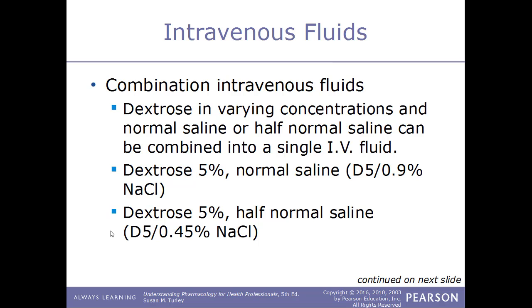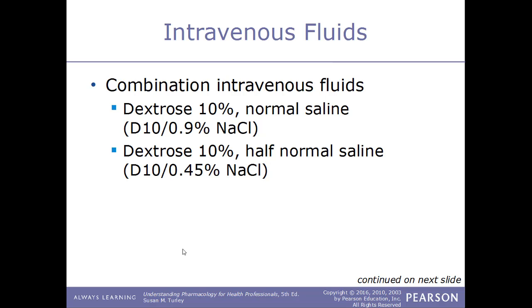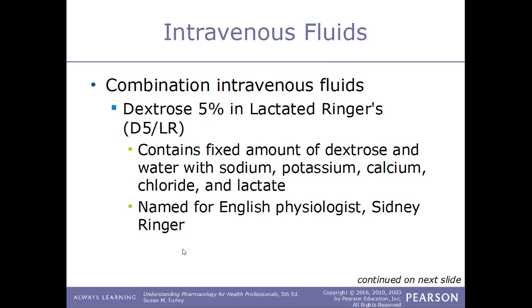We're going to have dextrose 5% and half normal saline, which would be indicated by D5 for dextrose 5% and 0.45% sodium chloride, half the normal concentration. And it continues on throughout the various concentrations of dextrose. Dextrose 10% normal saline would be D10 and 0.9% sodium chloride. Dextrose 10% at half normal saline, D10 and 0.45% sodium chloride. Another combination IV fluid that you could find is dextrose at 5% in lactated Ringer's. So that'd be indicated D5/LR.